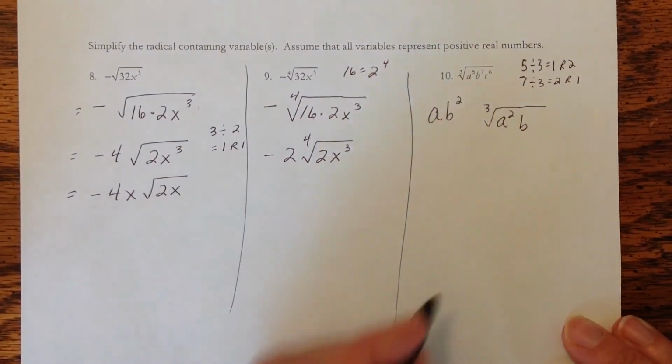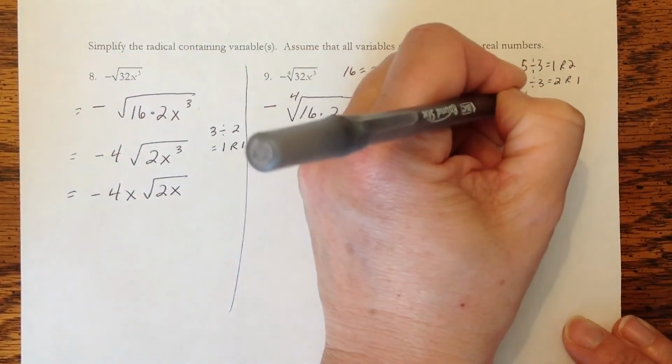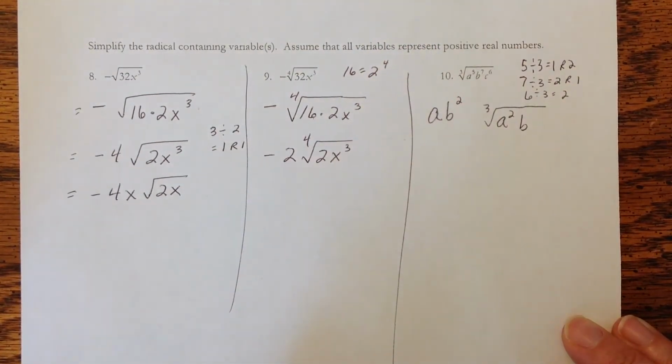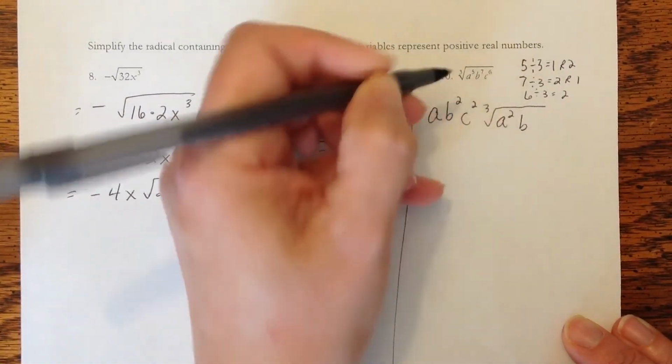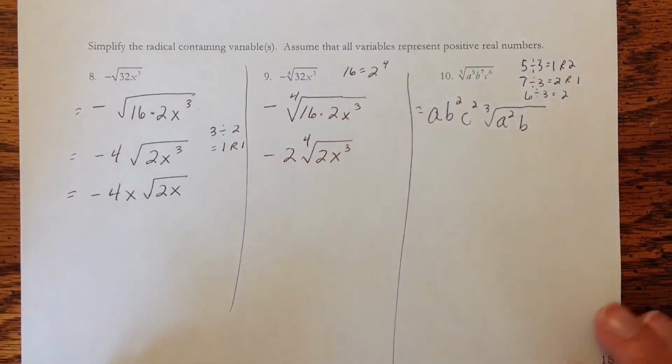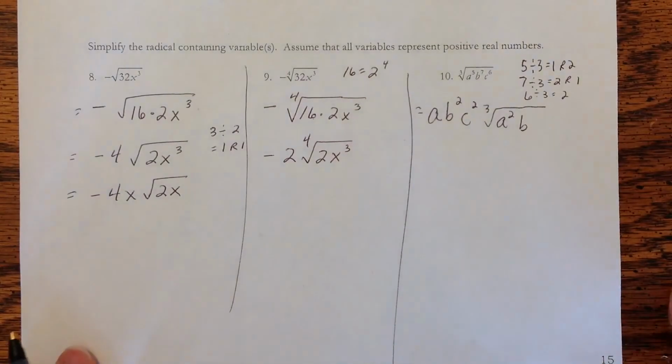Now we're going to do c. So we get 6 divided by 3, which is 2, no remainder. That means that we get c squared, no c's left behind. So here's our answer. A, b squared, c squared, cube root of a squared b.